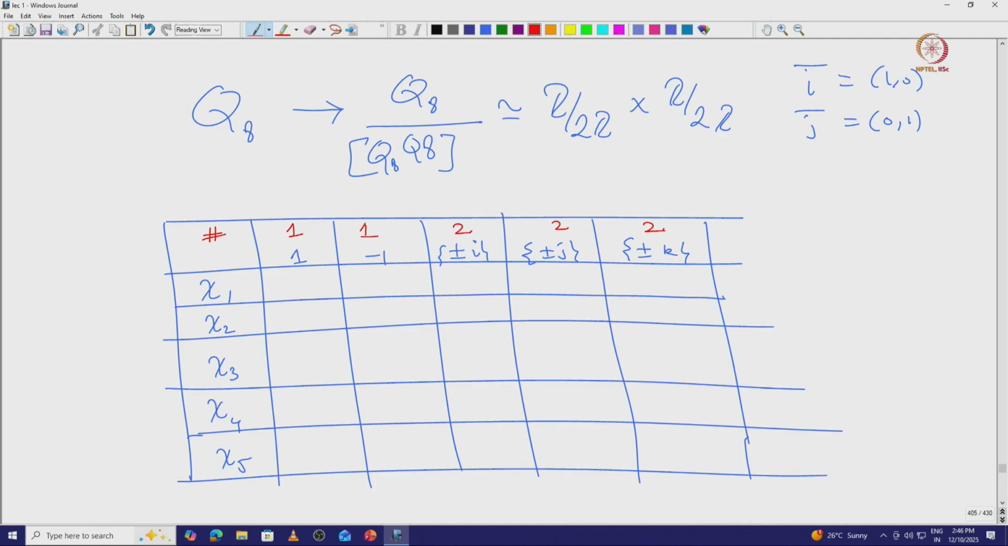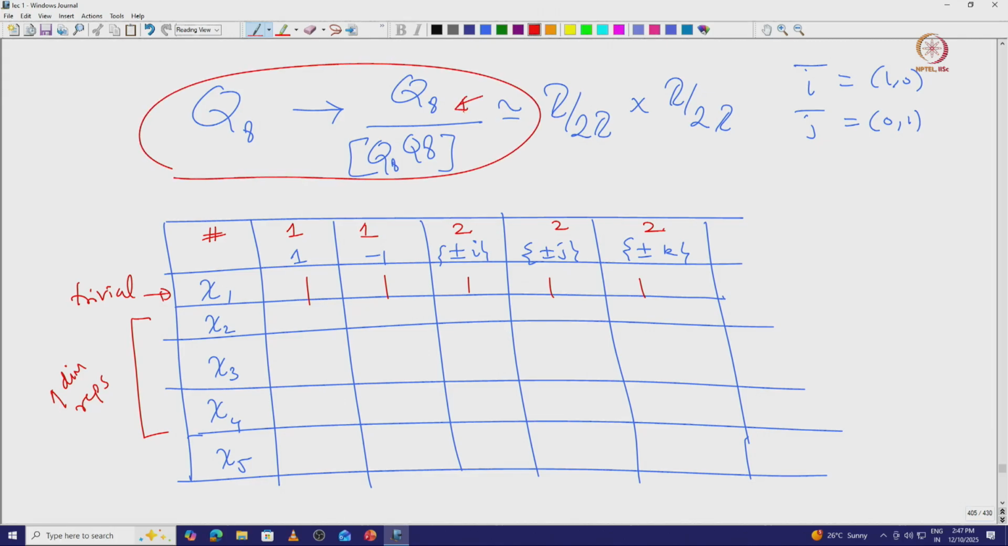Since this one is trivial, we can see that the values of chi 1 on these conjugacy classes are all going to be 1, 1, 1. Now let us fill in chi 2 and chi 4. These are all one dimensional representations, which come from the lift of this. We take a one dimensional representation of the quotient and then lift it to Q8. From that we are going to get all these things.